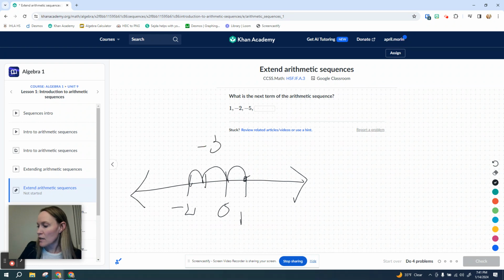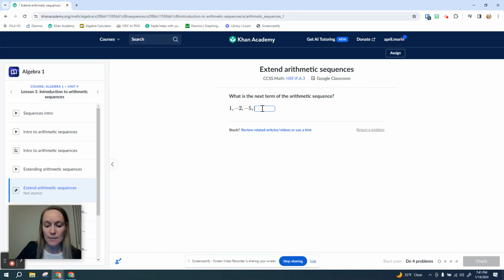So -3. And then how do I get from -2 to -5? I would subtract 3 again. So that must be the pattern. So the next term would be -8. And that's right. Okay. So what's the next term?